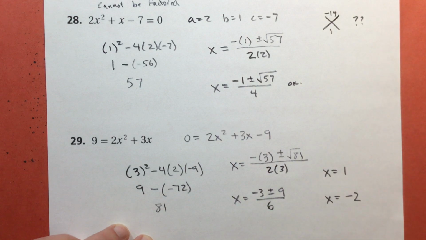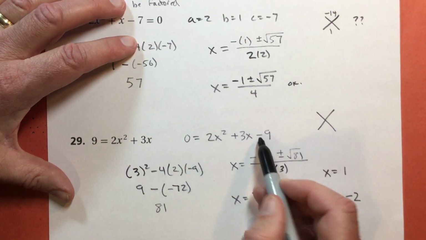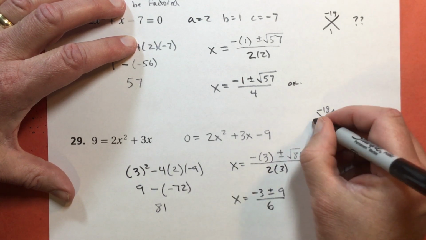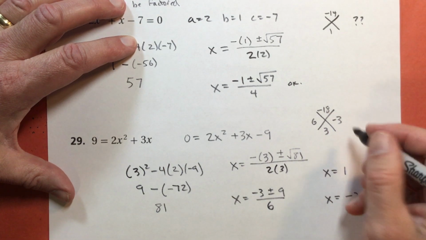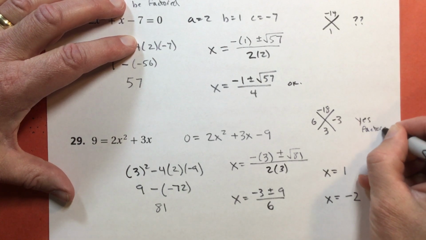So guess what? We could have factored that. If I'd started off with my diamond method, 2 times negative 9 is negative 18. With 3, that would have been 6 and negative 3. And then, yes, it could have been factored. So it was a good thing that I checked.